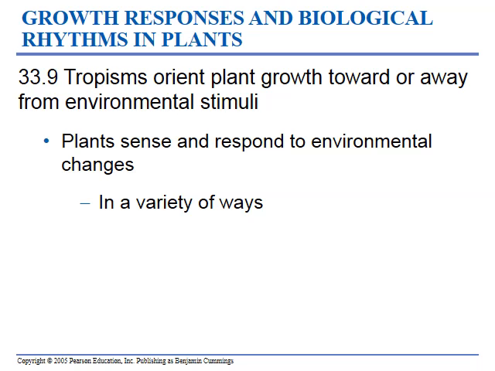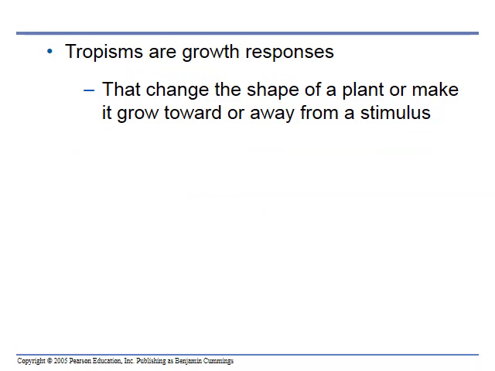Tropism is the turning of a plant, and it'll orient the plant according to an environmental stimuli. Plants sense and respond to environmental changes. Tropisms are growth responses. Obviously, a plant can't get up and move into the light if it wants to, so it's going to grow or change its shape to make it turn to the light.